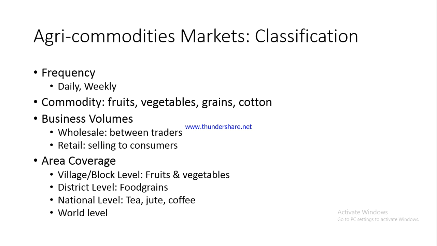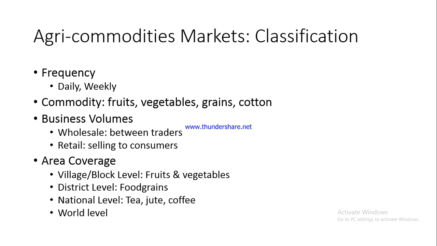So naturally, if a particular state requires a particular commodity which is not grown, which is not produced locally, then naturally it will trade that commodity with some other state. So these kind of exchanges take place in a national market, and generally the products which are bought and sold are products like tea, jute and coffee.